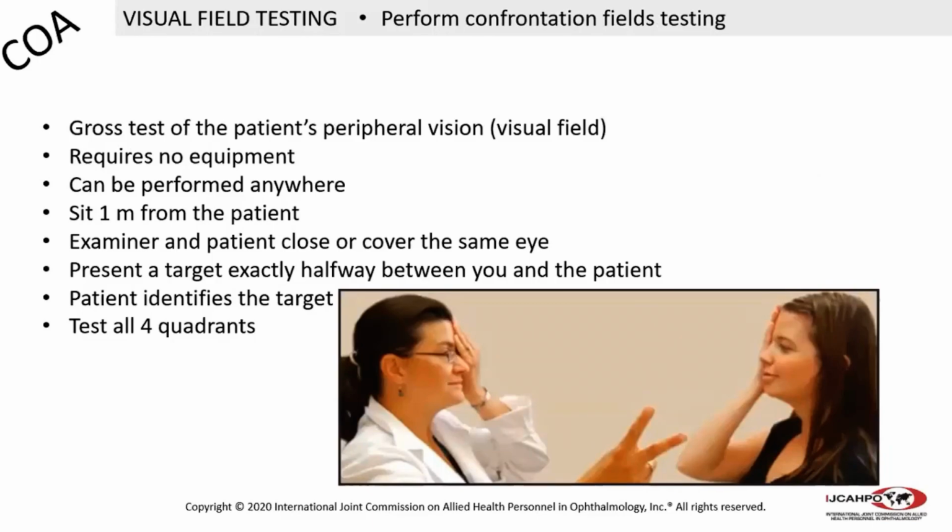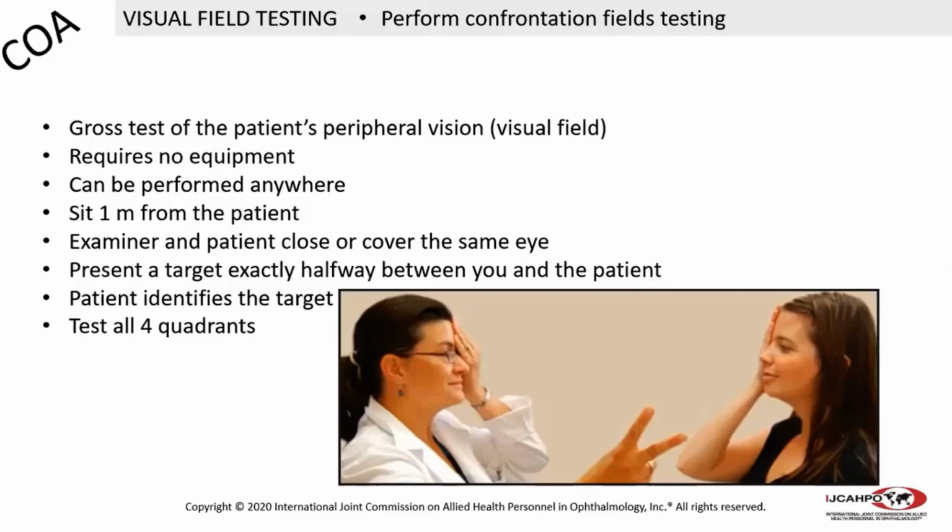Performing confrontation fields. This test is a gross test of the patient's peripheral vision or visual field. It requires no equipment and can be performed anywhere. Sit around 1 meter from the patient. Examiner and patient should close or cover the same eye. Present a target exactly halfway between you and the patient, and the patient identifies the target. Test all 4 quadrants of the patient's vision.